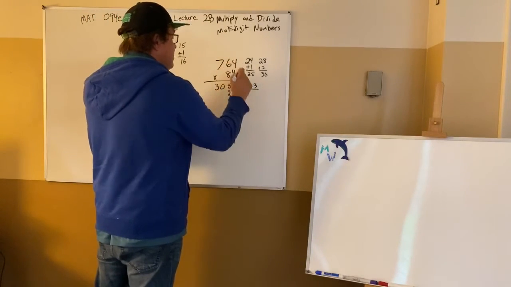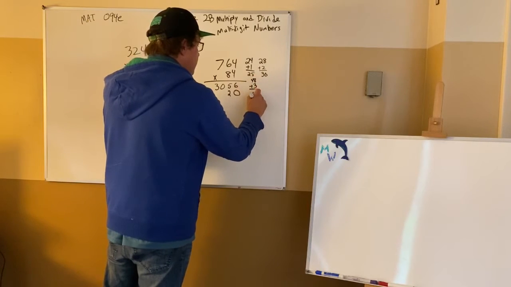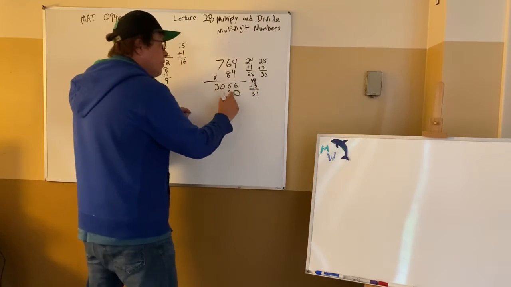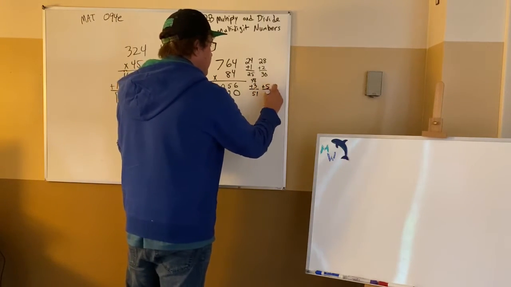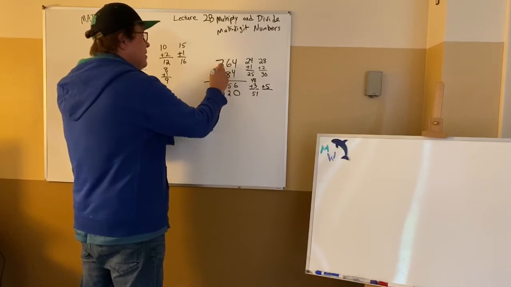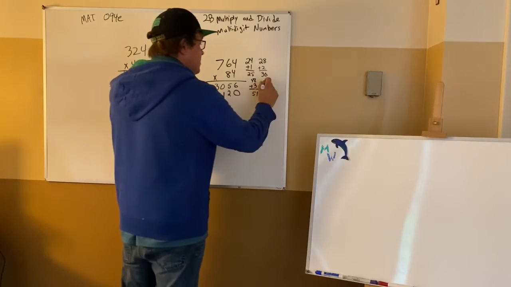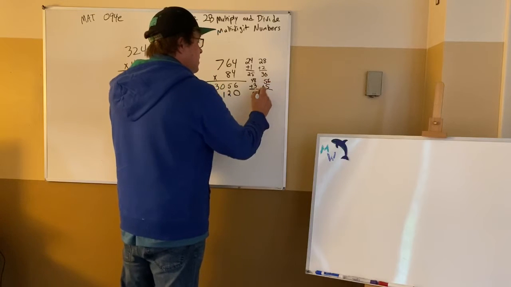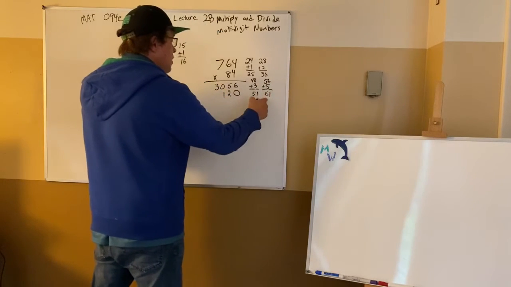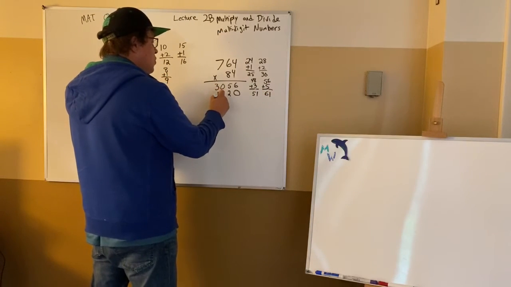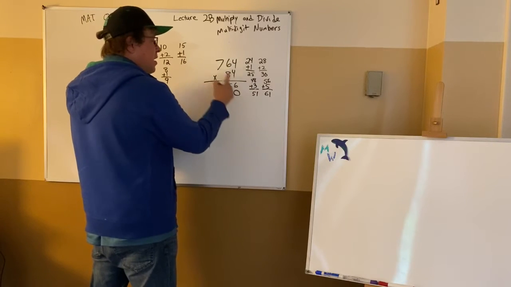8 times 6 is 48. Pick up the 3 for 51. Park the 1, float the 5 for the next digit. 8 times 7 is 56. 56 picks up the 5 to create 61. I can definitely put the 1 down there, and there's no more digits to conquer, so I can actually put the entire 61 there.